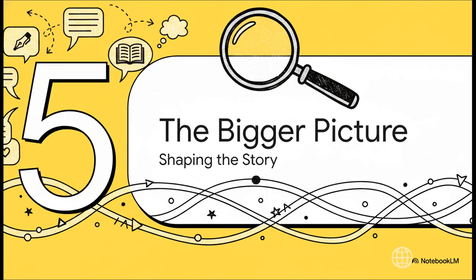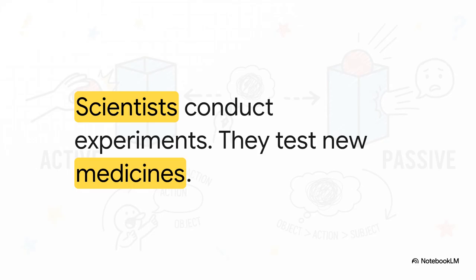Section 5. Building the bigger picture. Shaping the story. Up to this point, we've really only been looking through the lens of single, isolated sentences. Let's zoom out a bit to see how stringing these voices together shapes your entire story at the paragraph level. Read this short text with me. Scientists conduct many important experiments every year. They test new medicines on animals first. Notice how punchy and direct that feels? Because it's leaning heavily on the active voice, it sounds like an engaging, general story. The camera is locked right onto the scientists and the work they're actively doing.